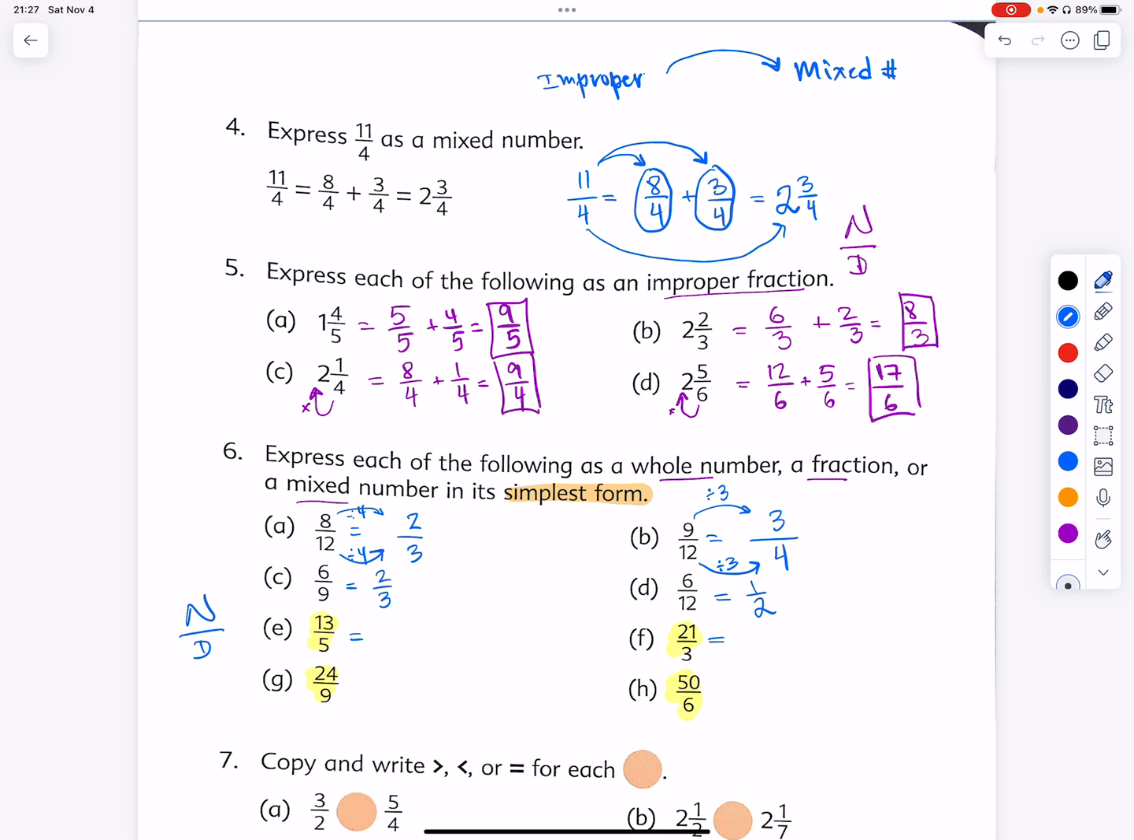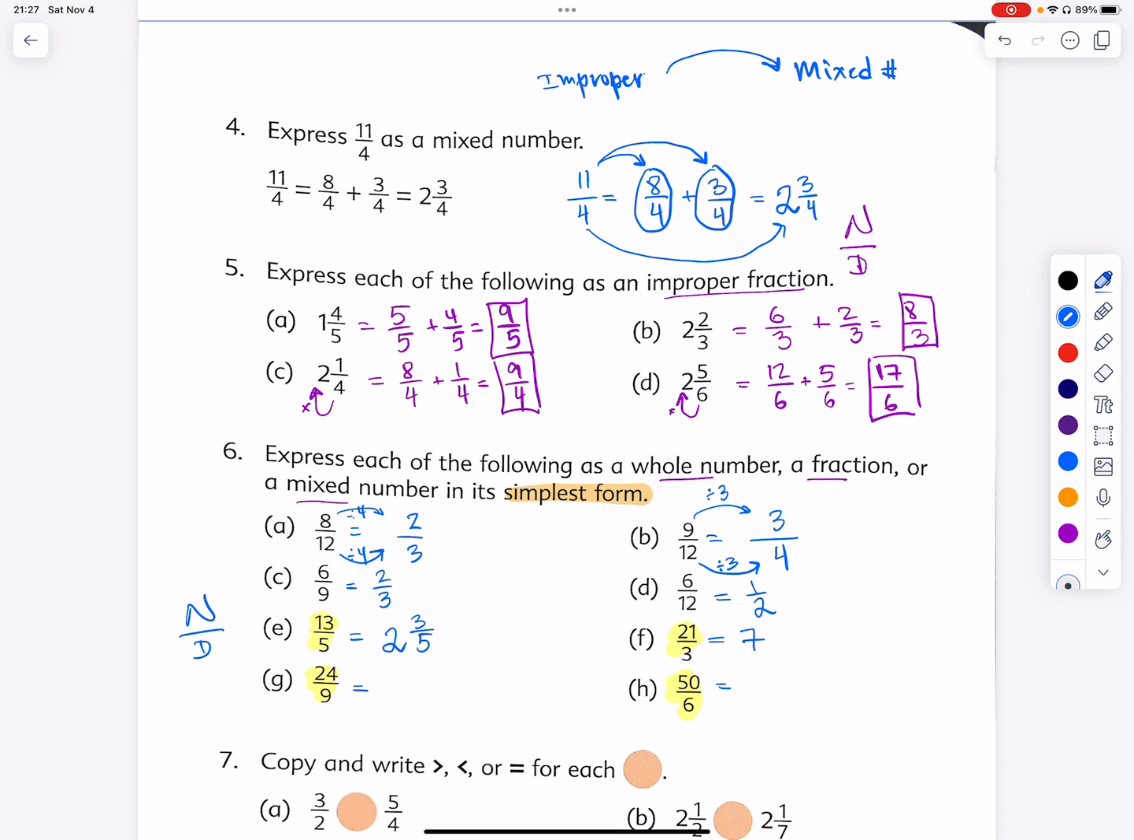Well, how many times 5 goes into 13? It goes 2 times, right? 13 divided by 5 is 2 times. And then there will be a small piece, 3/5, remaining. 21 out of 3, or 21/3. Well, how many times 3 goes into 21? 7 times. That's the most simplified form, just 7. Finally, last two examples.